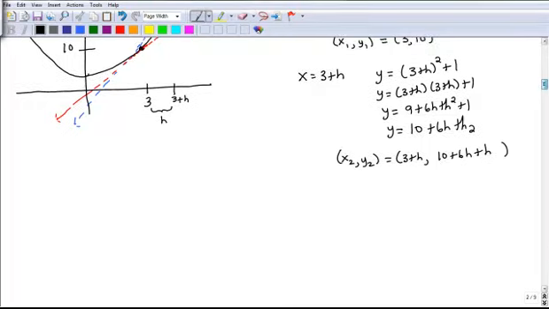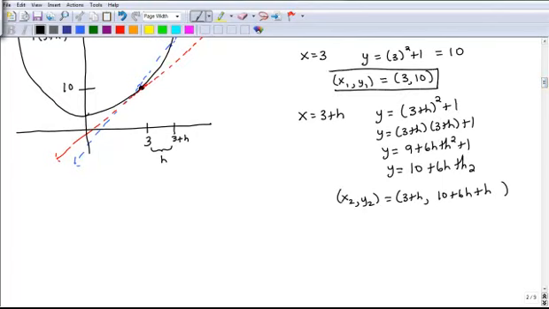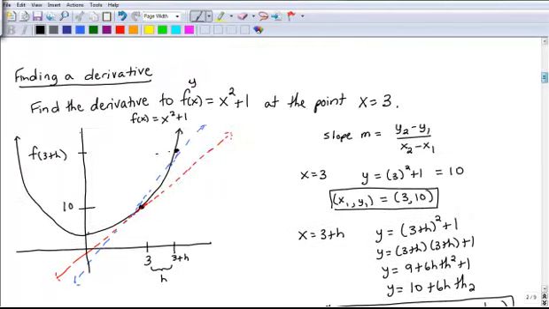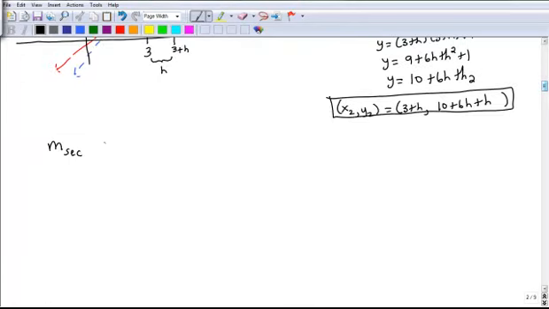Well, now I can take my 2 points, my x1, y1 and x2, y2, and plug them into my slope formula to figure out what the slope of the secant line is. It's a secant line because both of these points are on the graph. They're connected by this blue line. Both of these points lie on the graph. So it's a secant line that I'm finding. y2 minus y1 over x2 minus x1. That's just the slope. And for the slope of the secant line, my y2 is 10 plus 6h plus h squared.